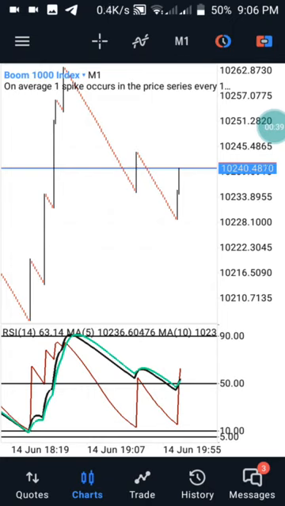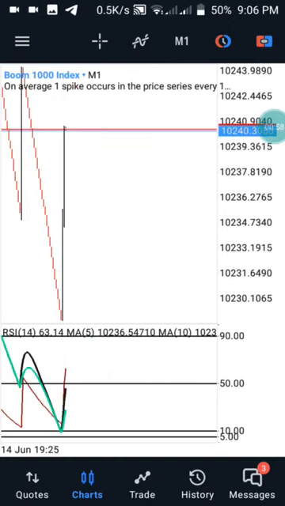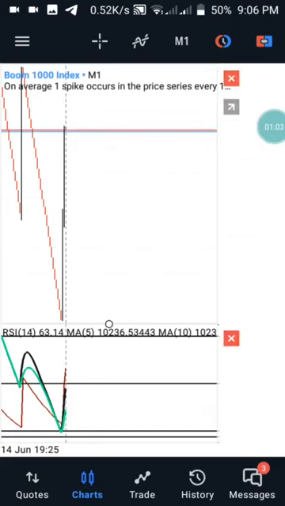on Boom 1000. So guys, as you can see now, this is Boom 1000 on the 1 minute time frame. I'm going to show you the settings of this strategy and how it works on Boom 1000. The number one thing I told you to always remember is to adjust the screen of your phone. If you want to trade this on phone, you need to set up your screen adjustment.